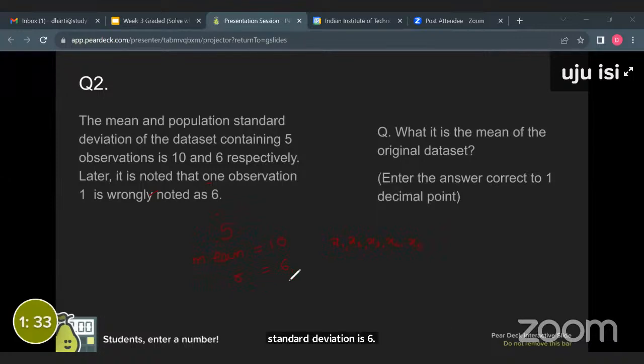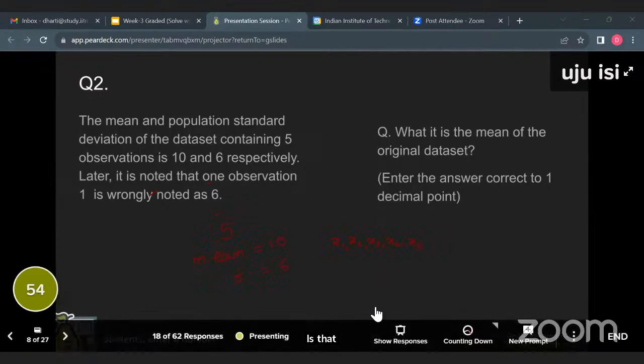But there is another thing extra given: out of these 5 points, there is one value which is 6. Let's say my x1 is 6, but actually it is not 6 in the actual data. By mistake we have taken 6. Actually it is 1. So what is the mean of the original data set? Is that clear? Yes, ma'am, clear, ma'am. Thank you.